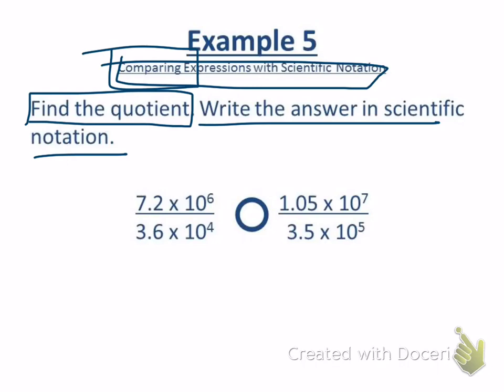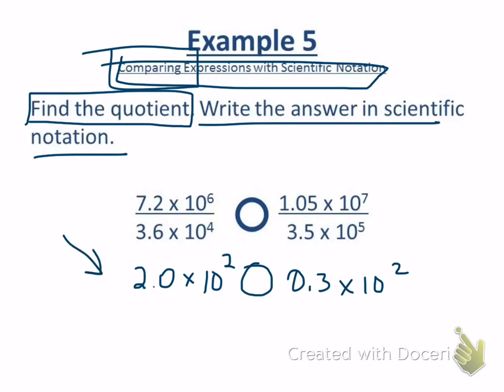All right. Again, we don't really need a calculator on these because 72 divided by 36 is 2 times 10 to the second, right? And this other one, 105 divided by 35 is 0.3 times 10 to the second, right? Now, this one is in scientific notation. We're good, right? This one is not.